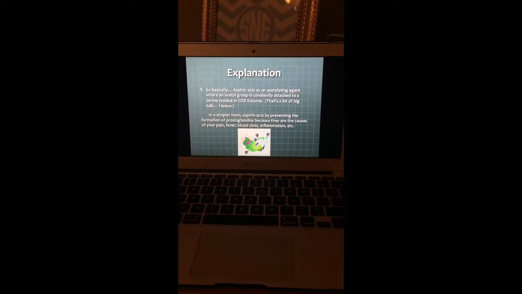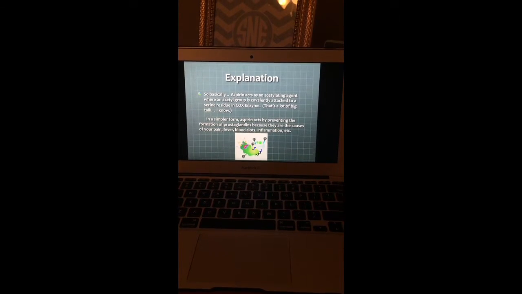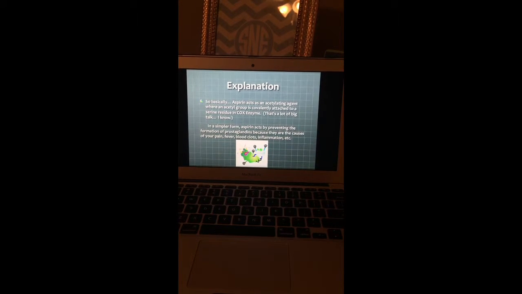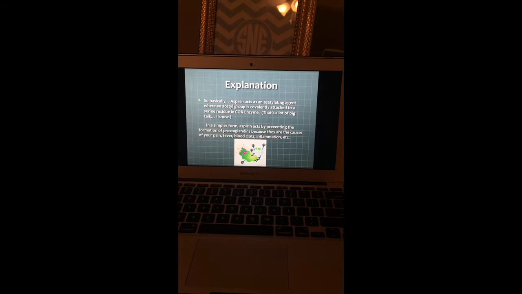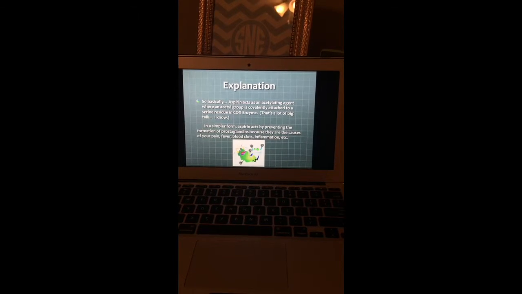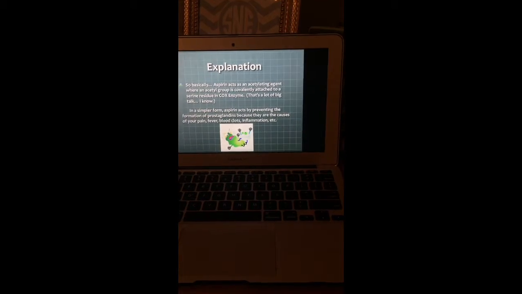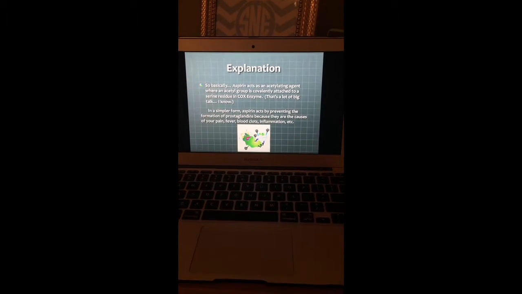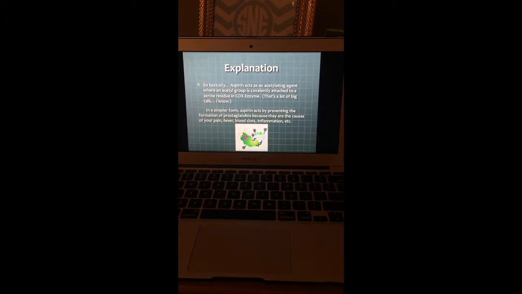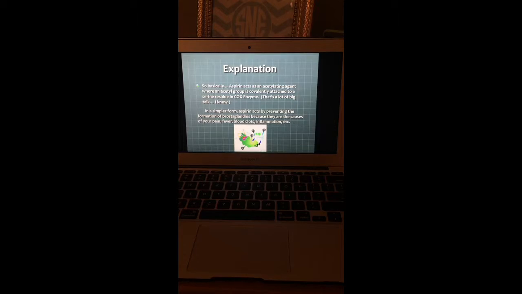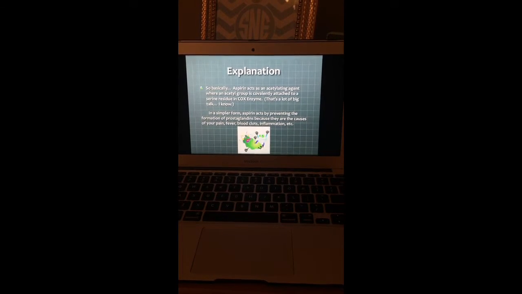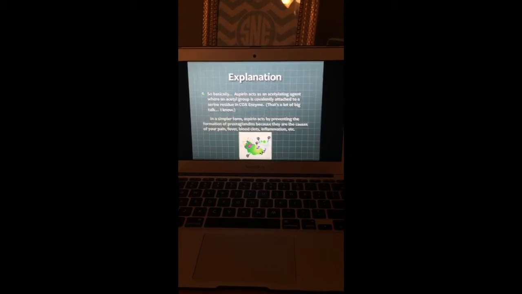So basically, aspirin is an acetylating agent where an acetyl group is covalently attached to a serine residue in a COX enzyme. That's a lot of big words, I know. In a simpler form, aspirin acts by preventing the formation of prostaglandins because they are the causes of your pain, fever, blood clots, inflammation, etc.